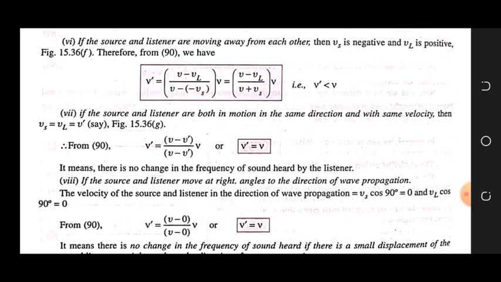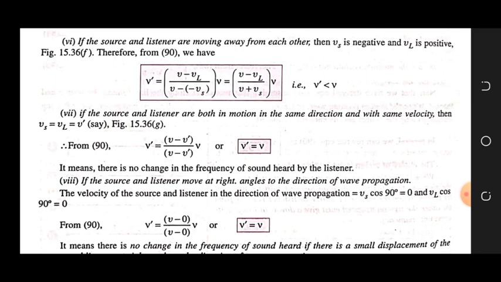Now the next case: the source and listener are both in motion in the same direction and with the same velocity. As Vs is equal to Vl, suppose that is V dash, we can see nu dash is equal to V minus V dash upon V minus V dash into nu. So nu dash is equal to nu. Means there is no relative change in the distance between source and listener, so the frequency produced by the source will be exactly heard by the listener. He will hear the same frequency as produced by the source.